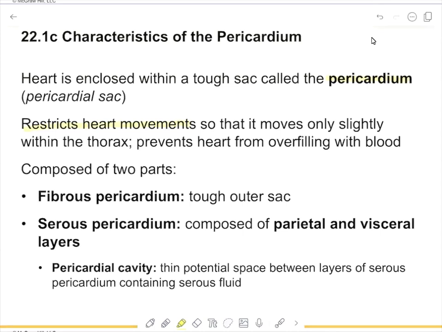The pericardium is composed of two important layers. The tough outer sac is called the fibrous pericardium, and there's also a serous pericardium, which is a wet membrane that surrounds the heart, and it's a double layered membrane. The two membranes are the parietal pericardium and the visceral pericardium. So the visceral pericardium is directly touching the heart, and between the visceral and the parietal pericardium is a thin potential space, which is called the pericardial cavity, and it contains serous fluid.